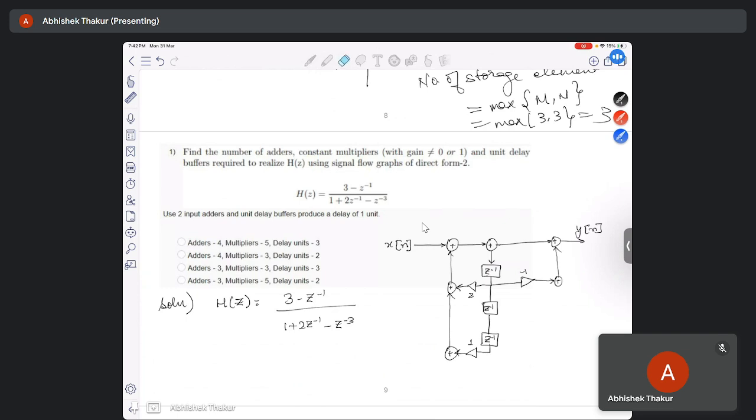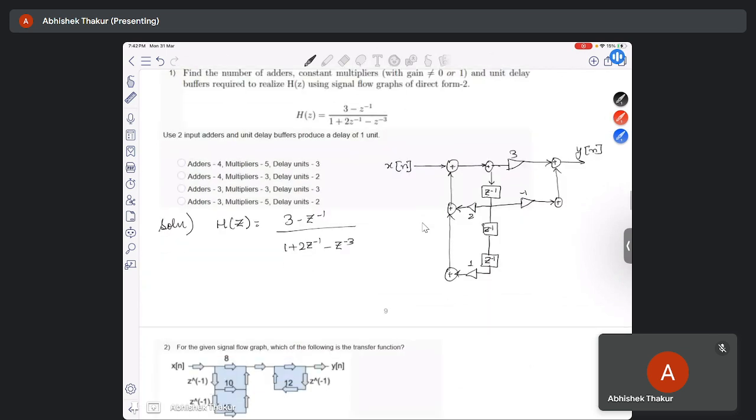So we can get the multiplier here as 3. As you can see, in the numerator there is a 3, so that we forward to do here. So now the total multipliers are 2, 3, minus 1 and 1. The 1 we do not have to count. So there are 3 multipliers, and adders.